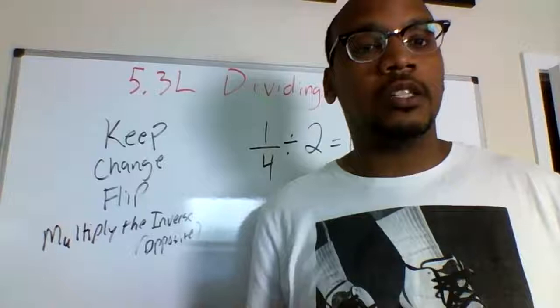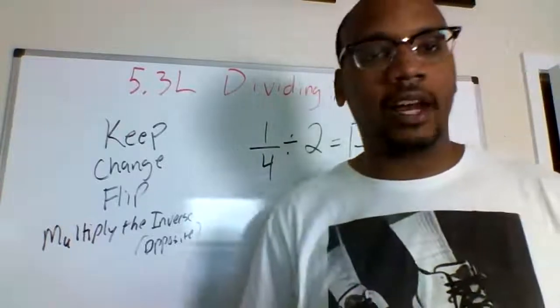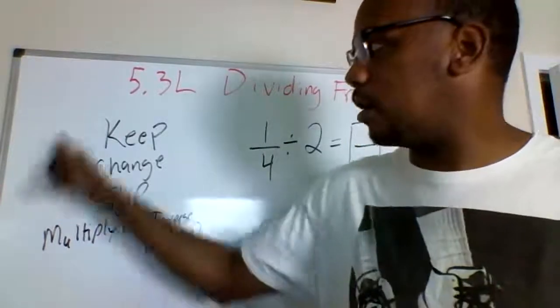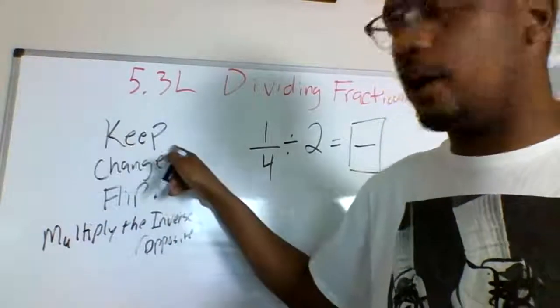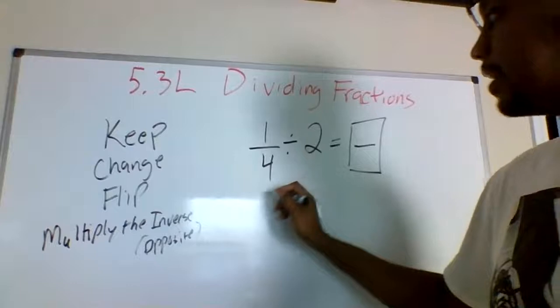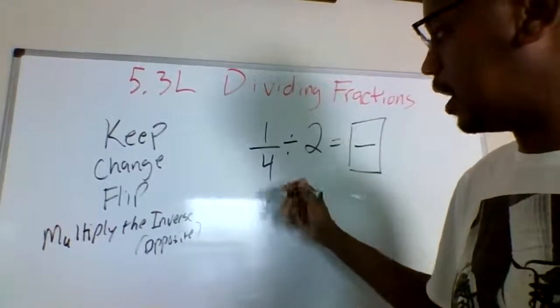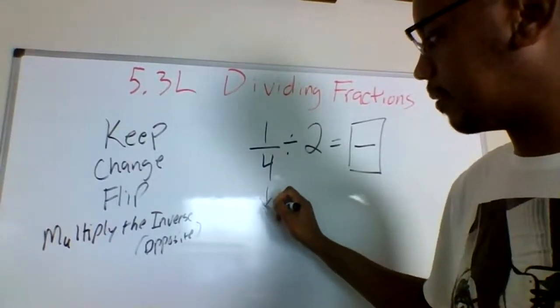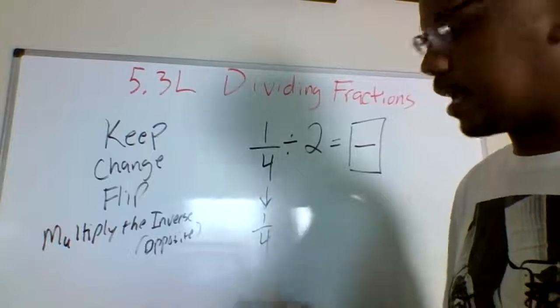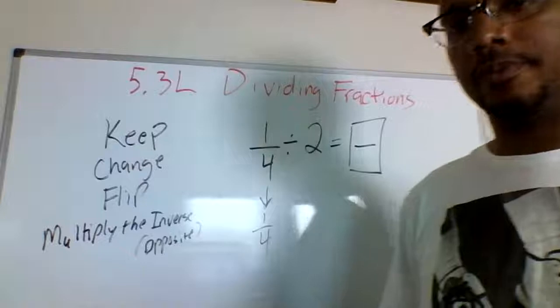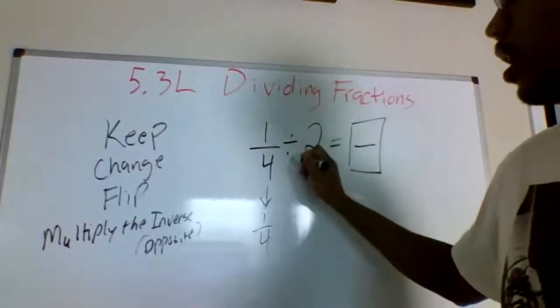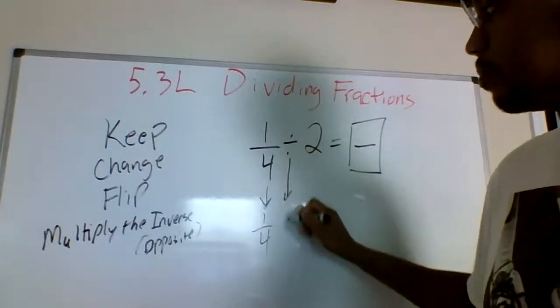Right? So now that I know it's not a whole number answer, it has to be a fraction, I'm going to do keep, change, flip. I'm going to keep the total of ground beef the same. That total is 1/4. What needs to be split needs to stay the same. 1/4 needs to stay the same. I'm going to keep that the same. But I'm going to change how I do it. I'm going to change division to multiplication.